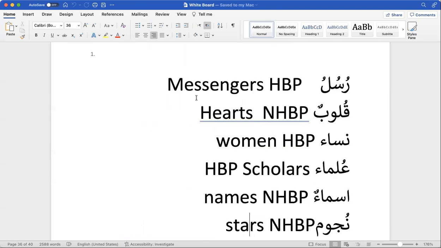Now these are the examples you can see here. If you see rusul, rusulu is plural. It means messengers. And you can see it's not a normal plural. It is not ending with una, ina, or atun, atin, right? So it is a broken plural. Now, what kind of broken plural? Is it human or non-human? Obviously, messengers are human, so we say human broken plural.